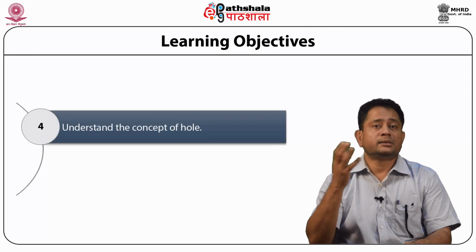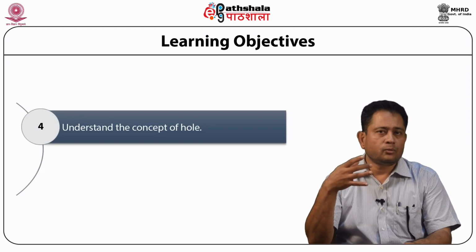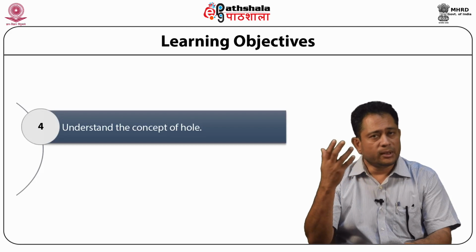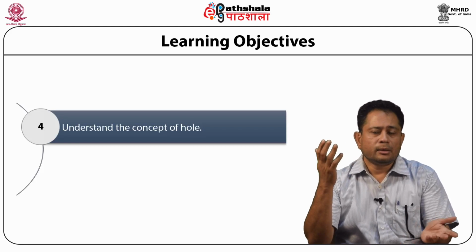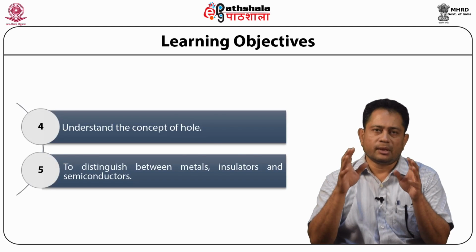Also understand the concept of hole. This concept of hole is important to understand how the electron transport takes place and how the band theory of solids is able to distinguish between metals, insulators and semiconductors. So in the previous module we had studied how Bloch developed the idea of motion of electrons in the periodic potential of the ions in a solid.